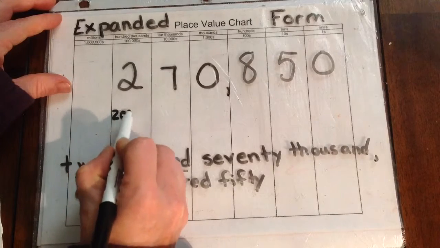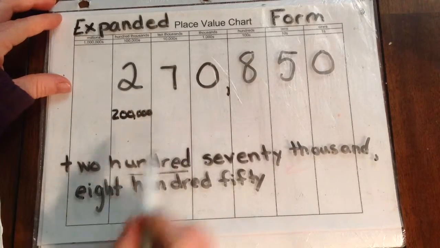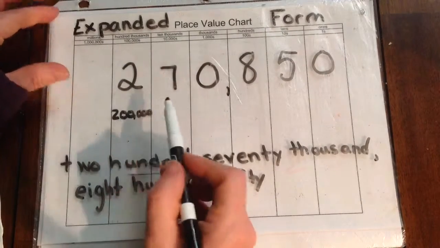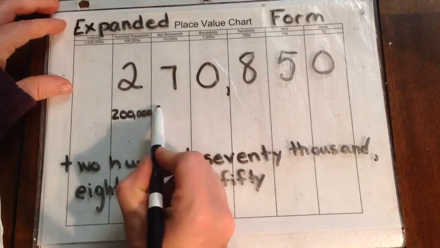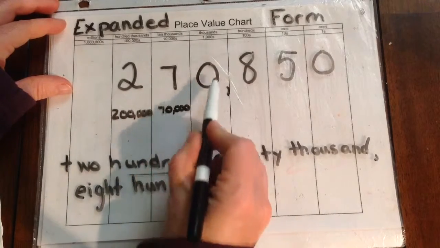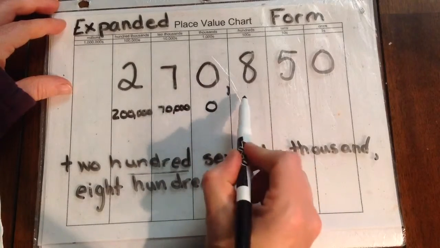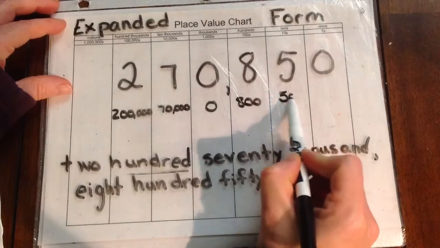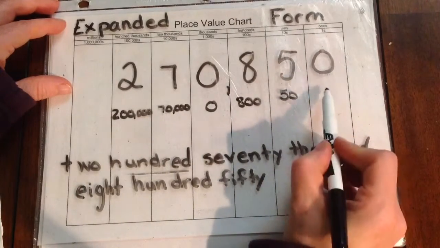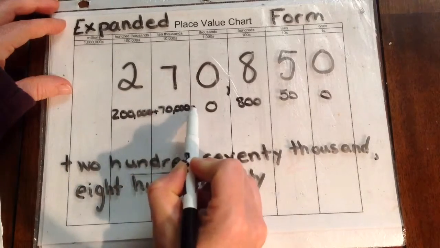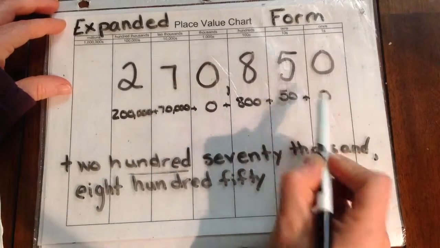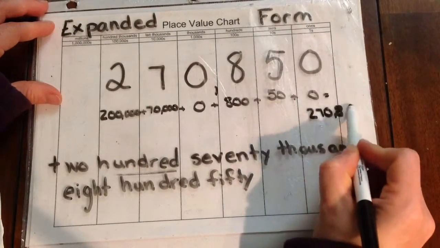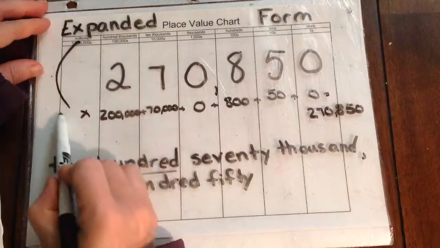So that means I have 200,000. My 7 is in the 10,000s. Well, if I have 7 10,000s, I can count by 10,000 7 times, but I know it's 70,000. 0 is worth nothing. 8 in the hundreds is worth 800. 5 in the tens is worth 50 because it's 5 tens. The 0 in the ones is worth nothing. You put those plus signs in the middle because you're really adding them up, and it equals 270,850. This is expanded form.